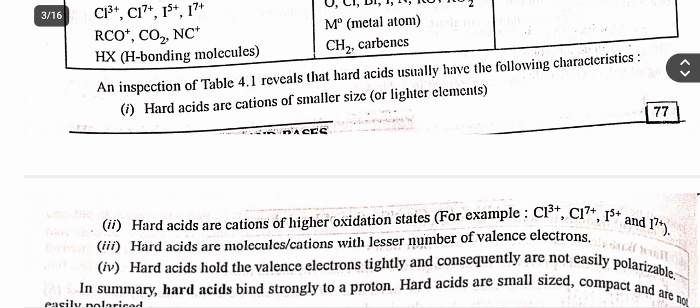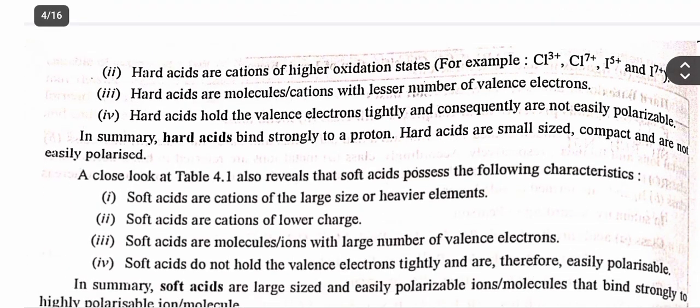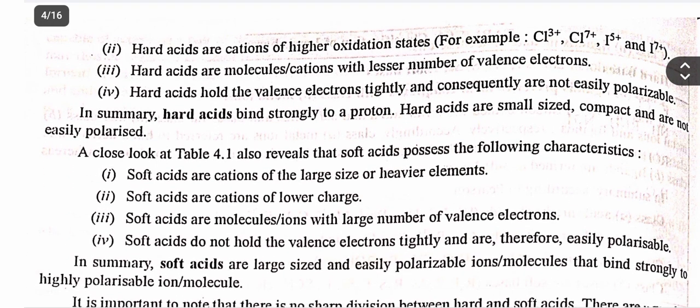An inspection of table 4.1 reveals that hard acids usually have the following characteristics. Hard acids are cations of smaller size. Hard acids are cations of higher oxidation states. Hard acids are molecules or cations with a lesser number of valence electrons. Hard acids hold the valence electrons tightly and consequently are not easily polarizable. In summary, hard acids bind strongly to a proton. Hard acids are small sized, compact, and are not easily polarized.